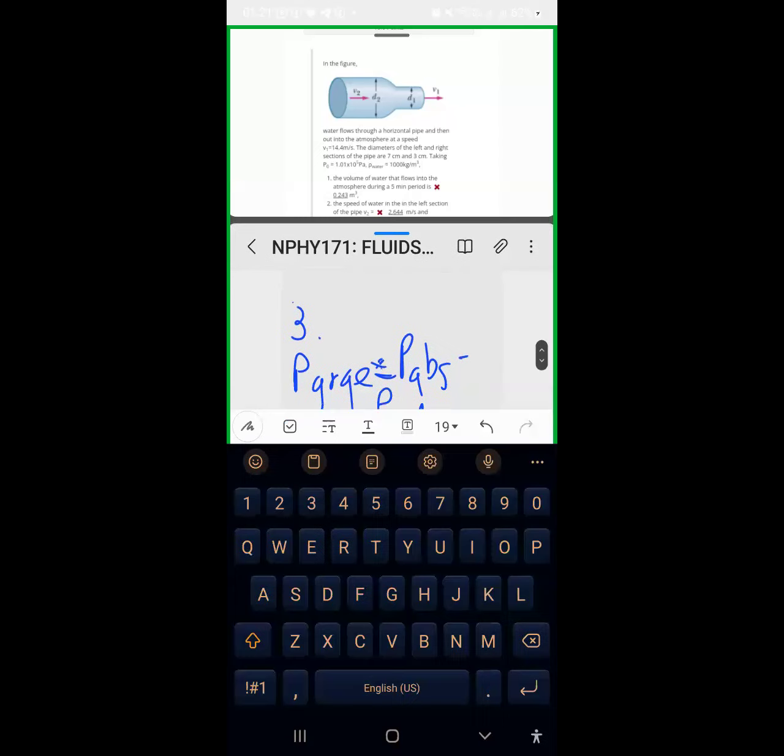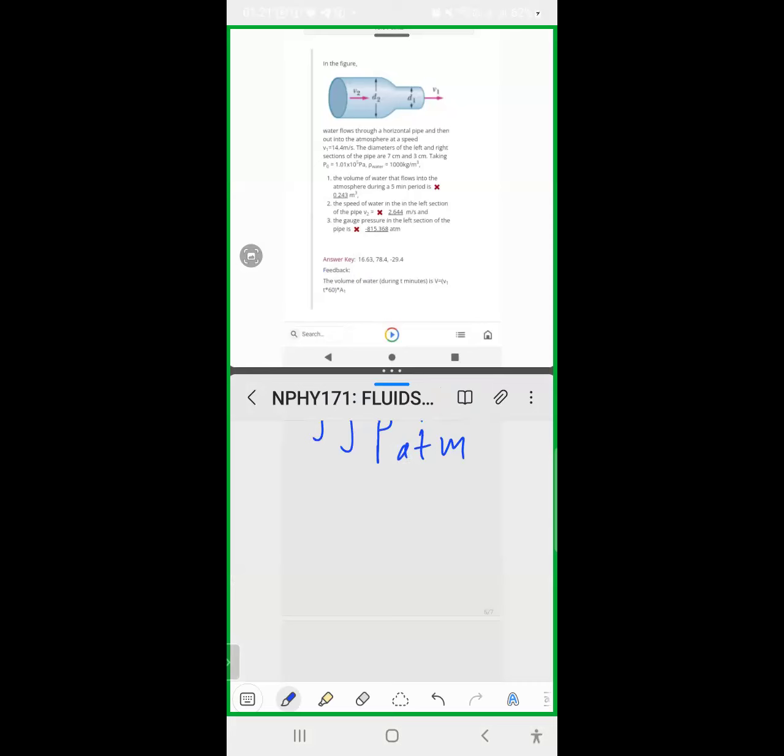Using the Bernoulli equation, the pressure at 1 plus half the density times the velocity at 1 squared plus rho g h will be equal to the pressure at 2 plus half density times V2 squared plus rho g h. Remember, the question stated clearly that the water flows through a horizontal pipe. As a result, we assume that the elevation is negligibly small. Hence, your h is 0.